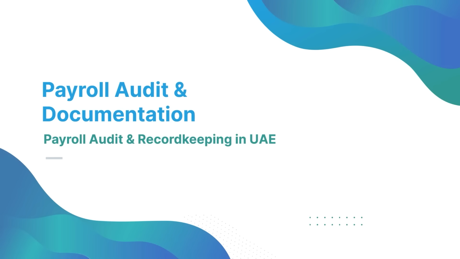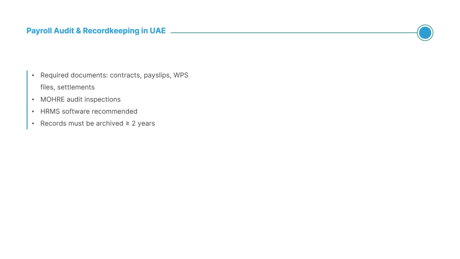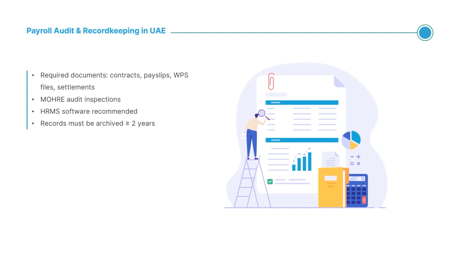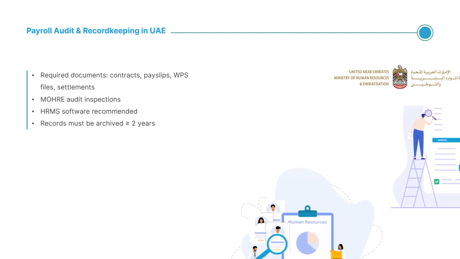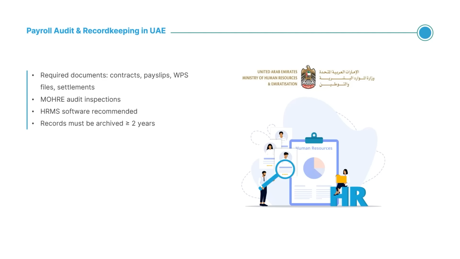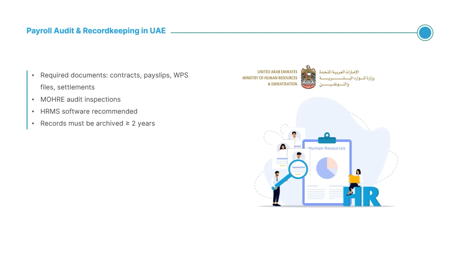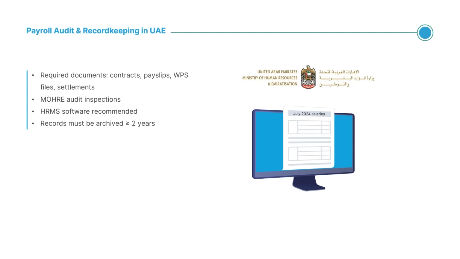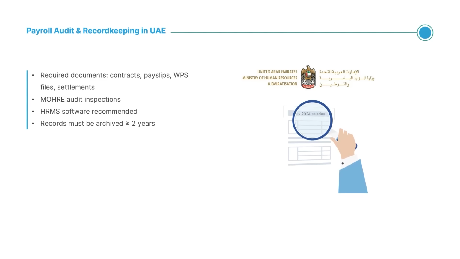Payroll audits in the UAE often involve checking employment contracts, monthly pay slips, WPS transfers, and end-of-service settlements. These records must be kept for at least 2 years, though best practice is longer. Many companies now rely on HRMS systems to automate payroll records. For example, if MOHRE requests proof of July 2024 salaries for a company's 80 employees, the employer must provide the WPS file and bank transfer confirmations. From an accounting angle, auditors will match payroll entries against WPS and contract obligations, so consistency is essential.